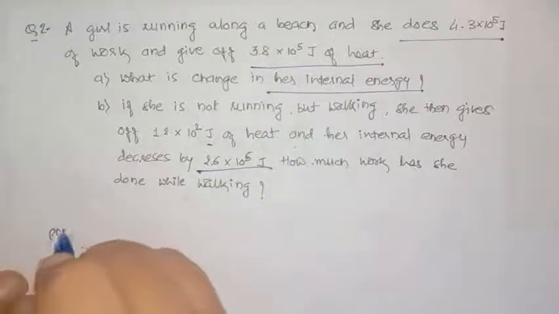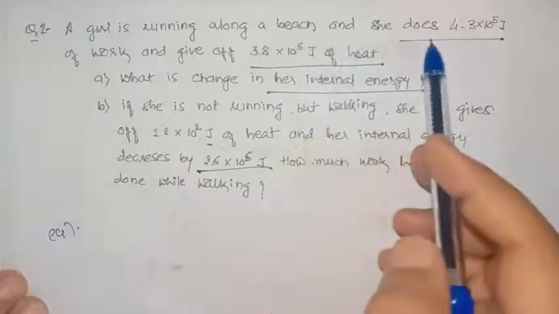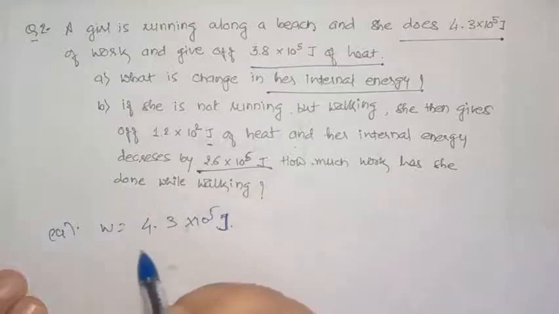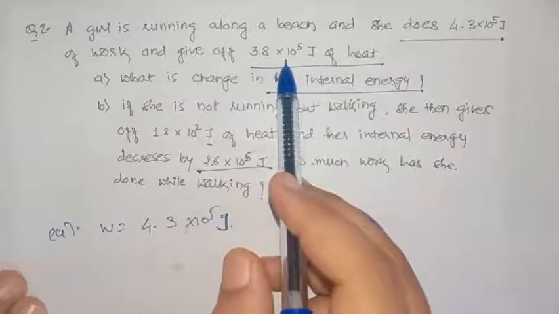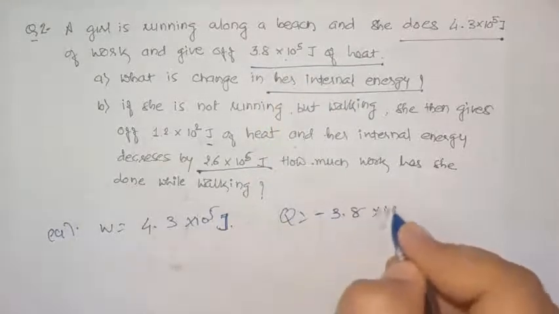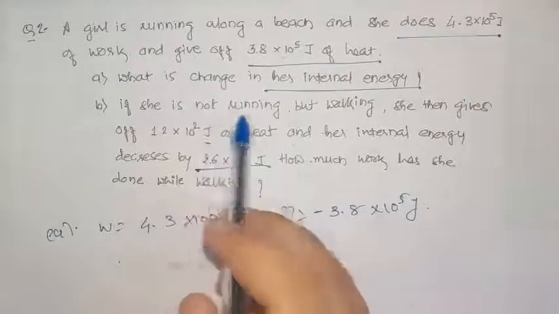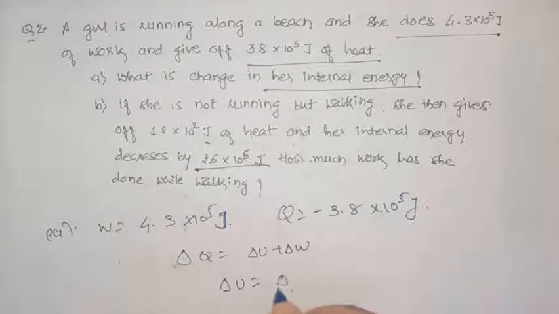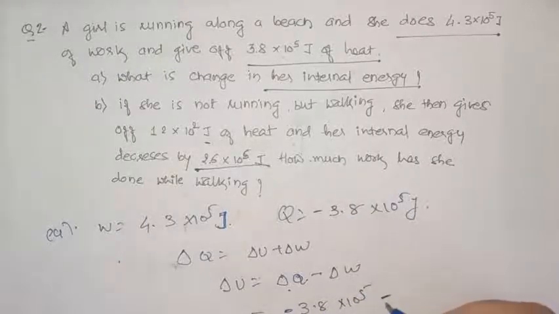Let us consider the first case in which she is running on the beach and she does the work 4.3 into 10 power 5 joule. Here work is done by the system, so work done will be positive. She gives off the heat energy 3.8 into 10 power 5 joule. Here heat is released by the system, so Q will be negative of 3.8 into 10 power 5 joule. We want to find the change in her internal energy. Delta Q is equal to delta U plus delta W. So delta U will be delta Q minus delta W. Delta Q is given, minus 3.8 into 10 power 5, minus delta W, which is 4.3 into 10 power 5. So the answer will be minus 8.1 into 10 power 5 joule.